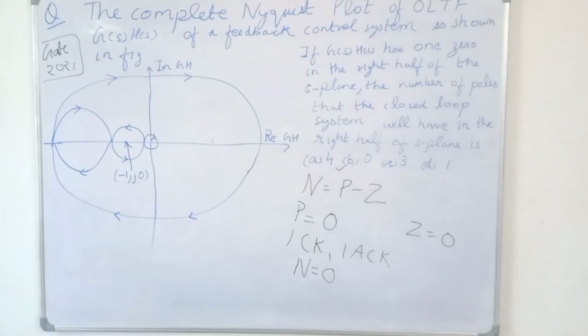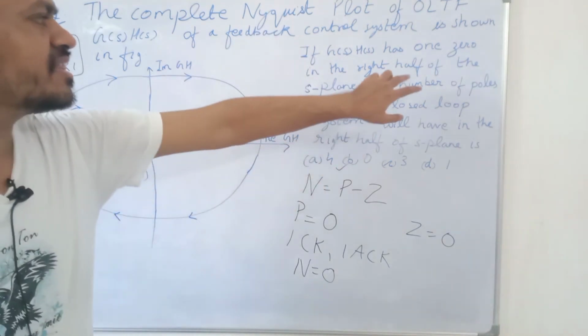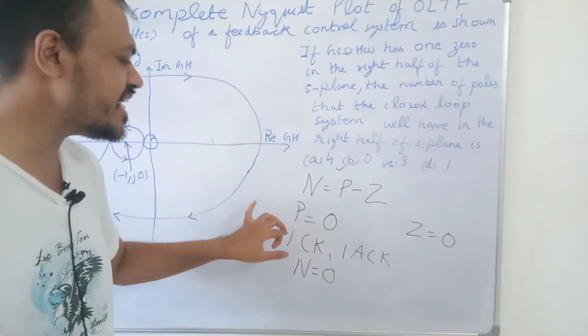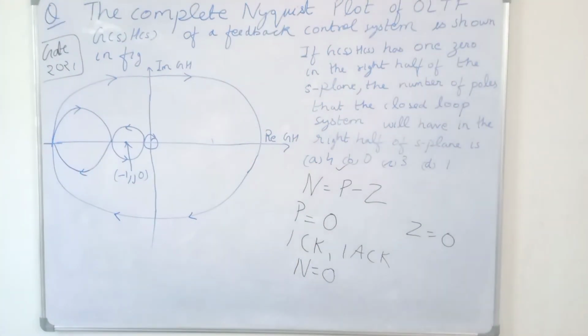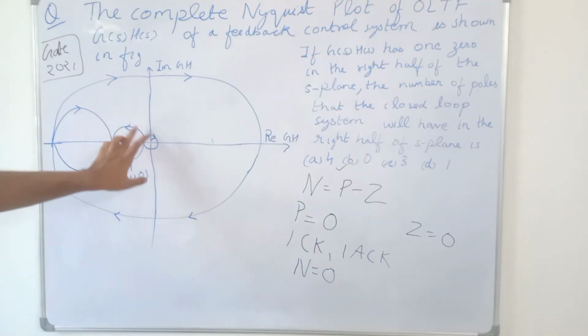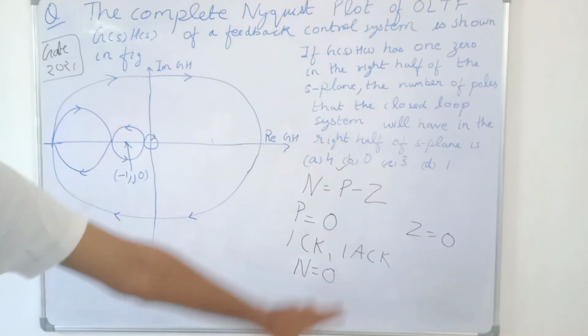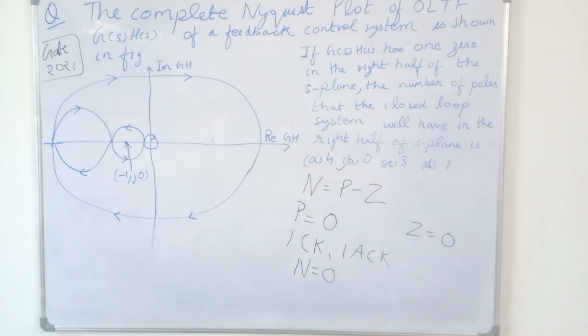So in this question there was no information about the poles in the right half of S plane of the open loop transfer function. We were only given that there is one zero in the right half of S plane, but there was no information about poles. So we have to assume that there is no pole in the right half of S plane. Based on this assumption, P is 0, and N is also 0 because there is one anti-clockwise encirclement and one clockwise encirclement. So Z is equal to 0. Z denotes the number of poles of the closed loop system in the right half of S plane.